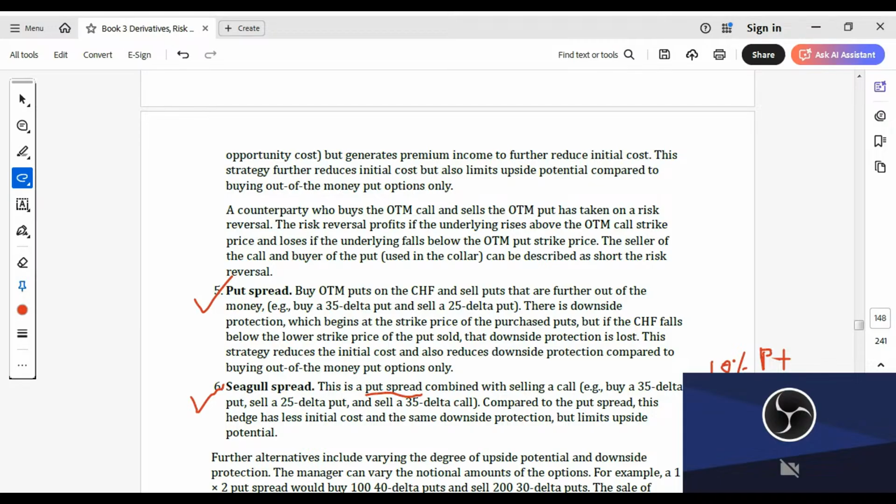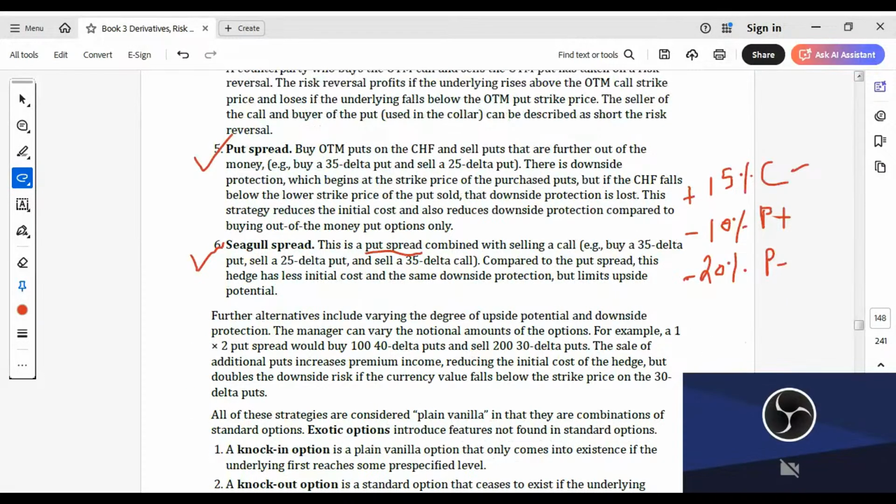Okay. So seagull spread. Say minus 10% put you bought, minus 20% put you sold, and say plus 15% or 20% call, you would again sell. So this will mean that option is very cheap. This option will become very, very cheap. That's a seagull spread.